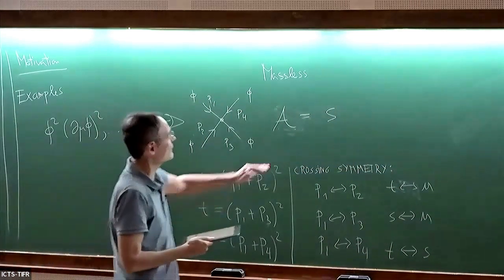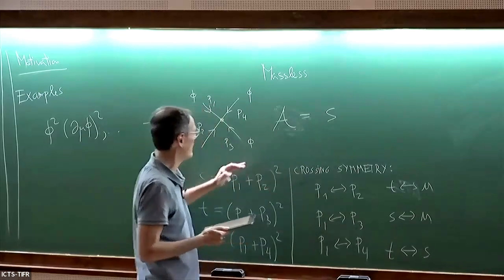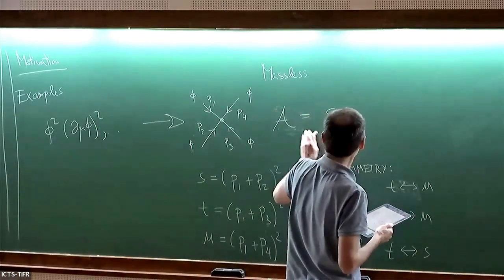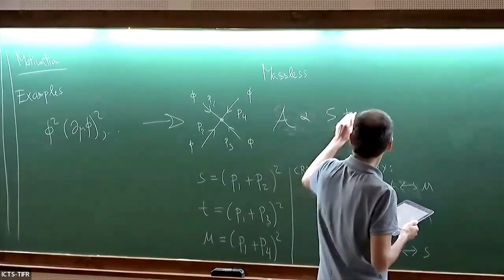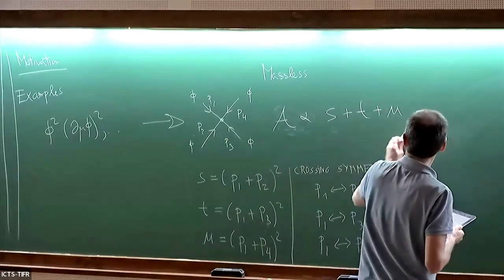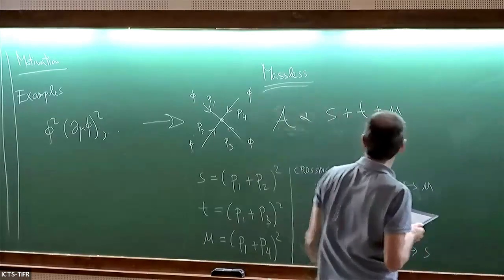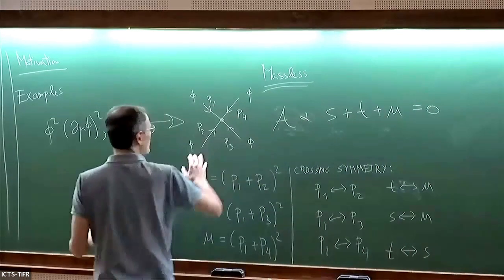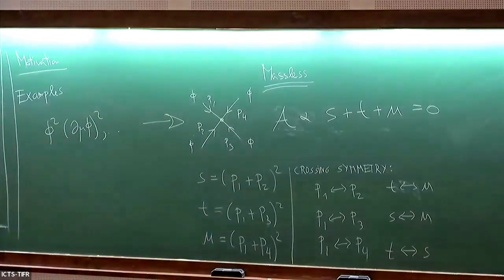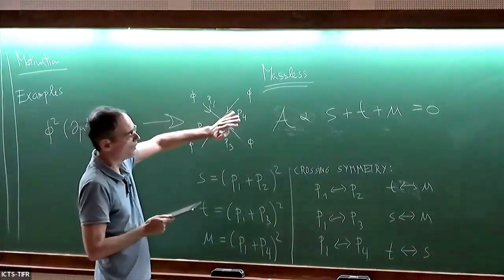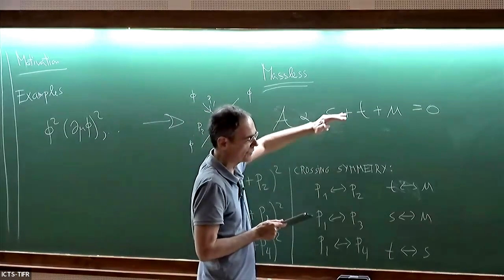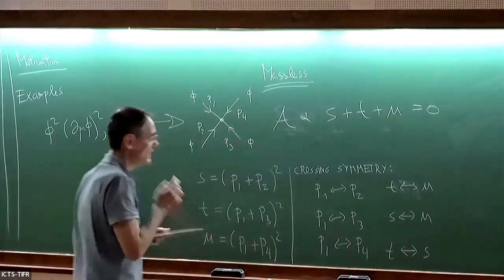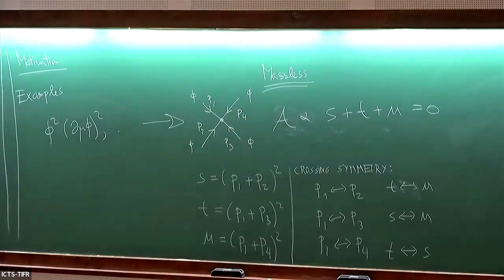So clearly, if I write something that is crossing invariant as a function of Mandelstam variables, it only has to be proportional to S plus T plus U. But if the states are massless, S plus T plus U in an amplitude sums to 0. So directly here, building the amplitude as a function of Lorentz invariants and using crossing symmetry, I see that this amplitude is 0.